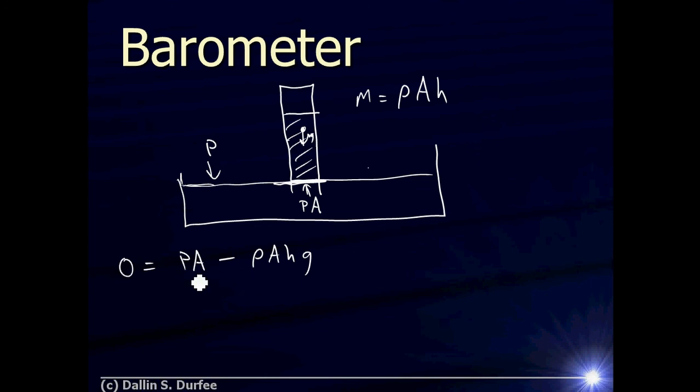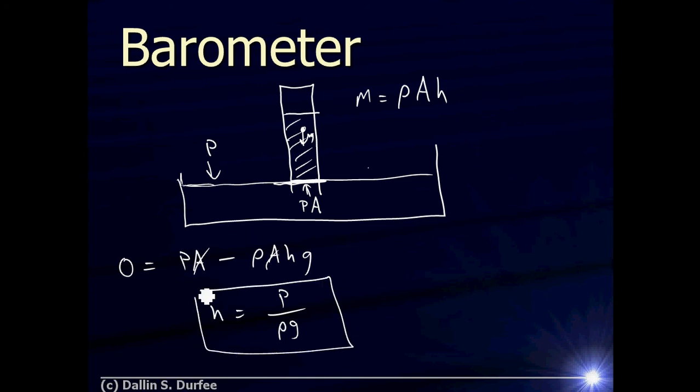Since I have a 0 over here, I can just divide the A out of both sides. I can solve this for H, and what do I find? The height of my mercury column is pressure divided by rho g. There you go. You can check the units on it and make sure that I didn't make any mistakes.